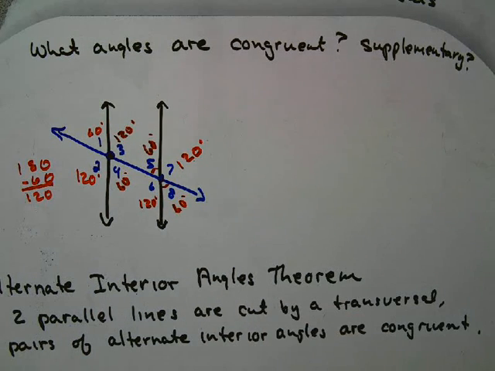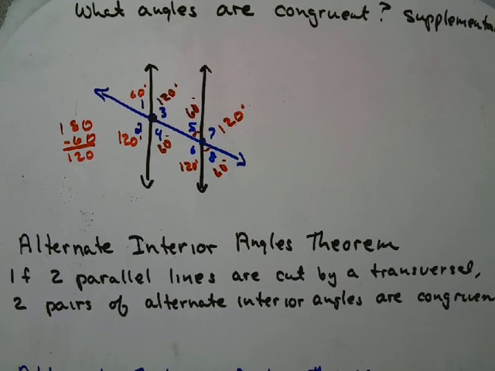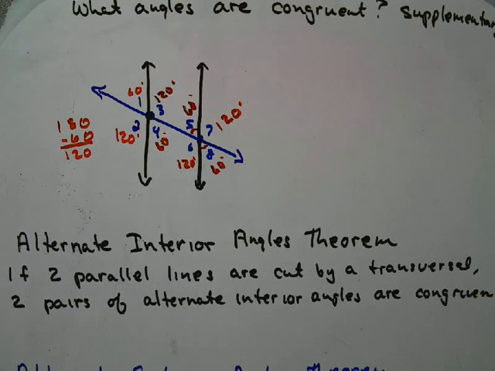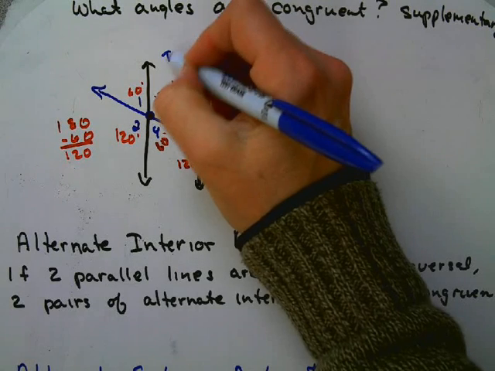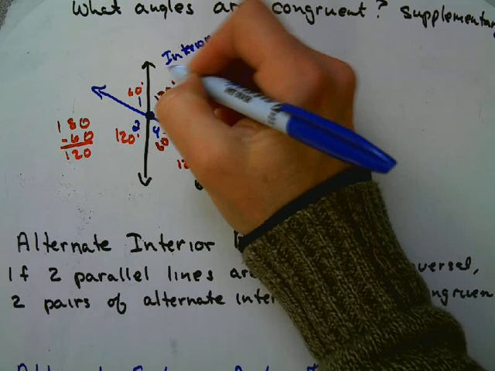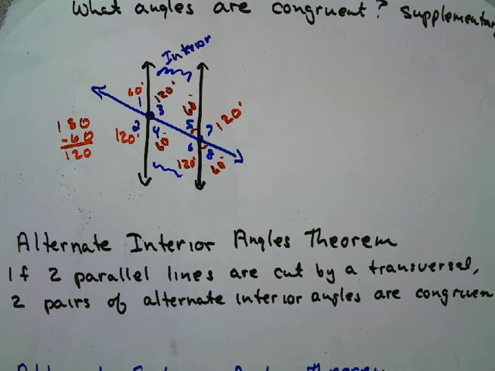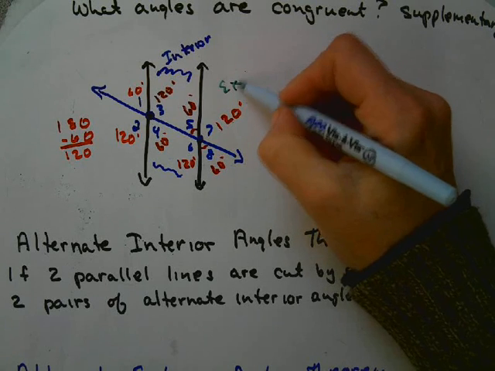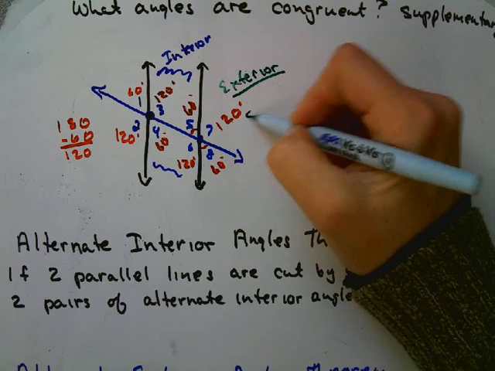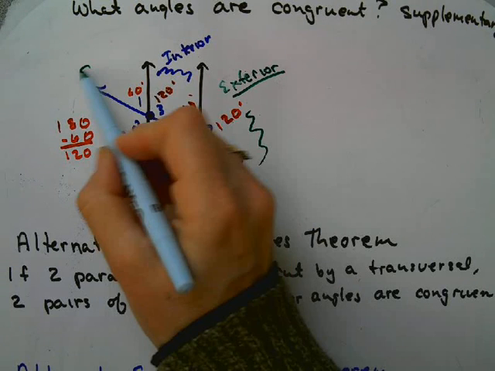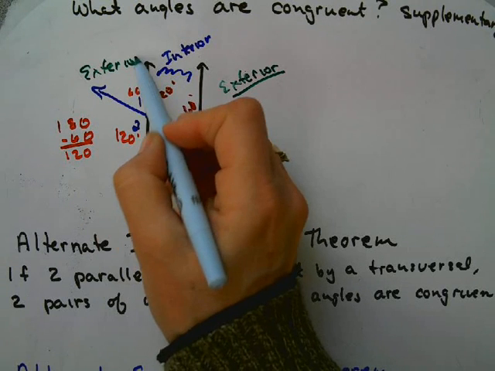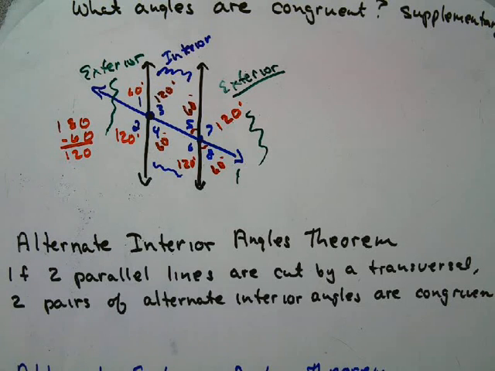So, what's congruent, what's supplementary? There's 4 theorems that we can use here. First one, the alternate interior angle theorem. Remember, this is the interior of your parallel lines. And out here is the exterior. Here is also the exterior, these two angles, 1 and 2.